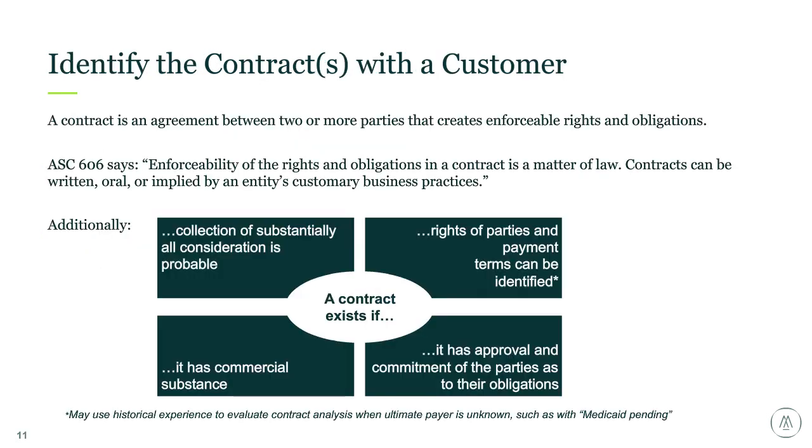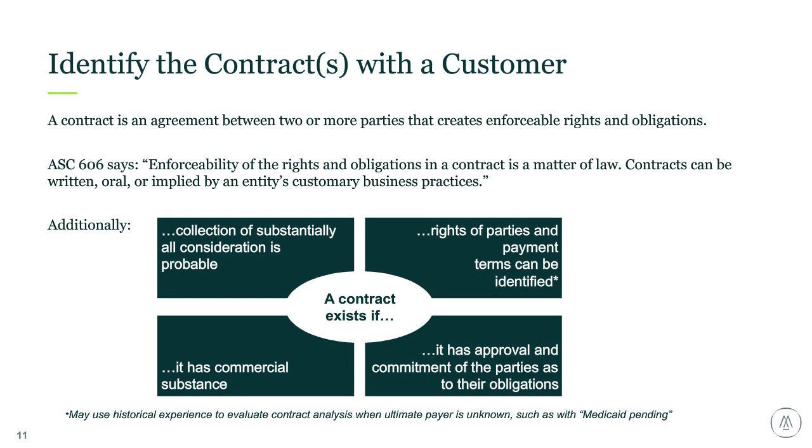The revenue standard is a contract-based standard, so step 1 in determining if you are able to recognize revenue is to determine whether you have a contract. A contract is an agreement between 2 or more parties that creates enforceable rights and obligations, and enforceability is a matter of law. There are several items that need to be in place in order for a contract to exist. Collection of substantially all consideration is probable. The rights of parties and payment terms can be identified. The agreement has commercial substance, and it has approval and commitment of the parties as to their obligations. I'll touch on collectability and contract approvals in more detail on the next slide.